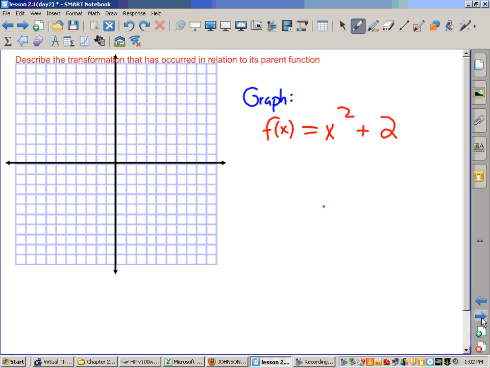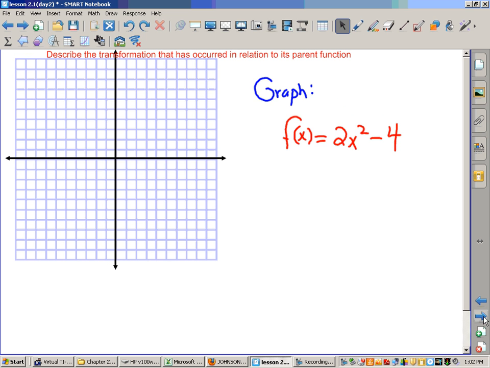Partner A, we're back to you. What's happening there? That's quick. Translate up 2 units. Not move up 2. Not shift up 2. Translation of 2 units up. Person B, go ahead. Not move down, but translate it down 4 units and vertically stretched by 2.